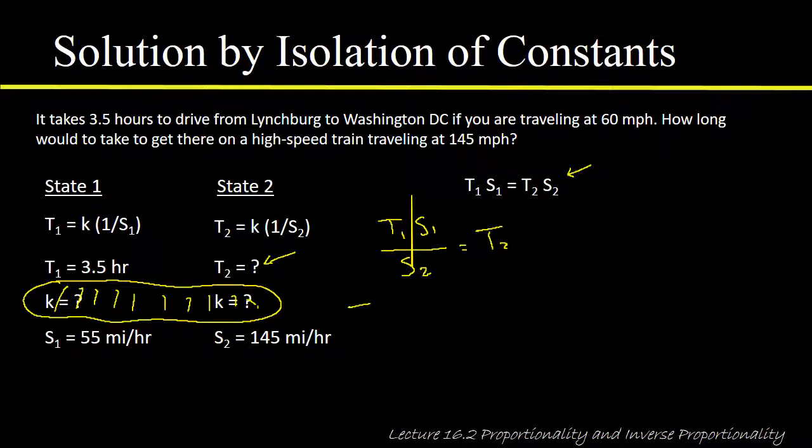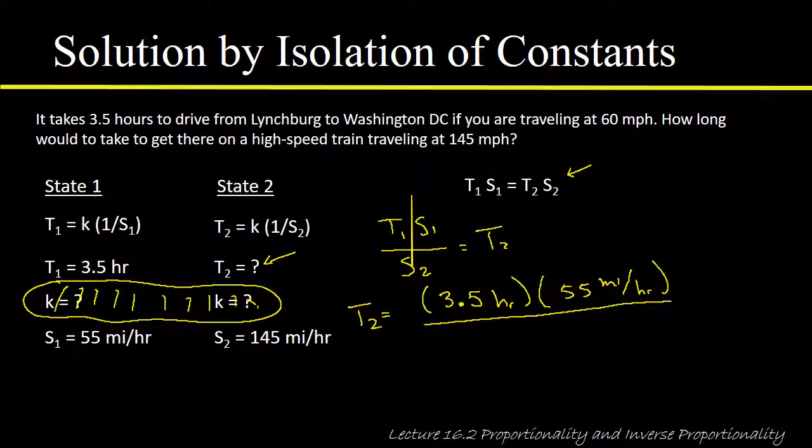And so t2 is equal to t1, 3.5 hours, times s1, 55 miles per hour, divided by s2, 145 miles per hour. And if we look at our units, we can kind of group them.